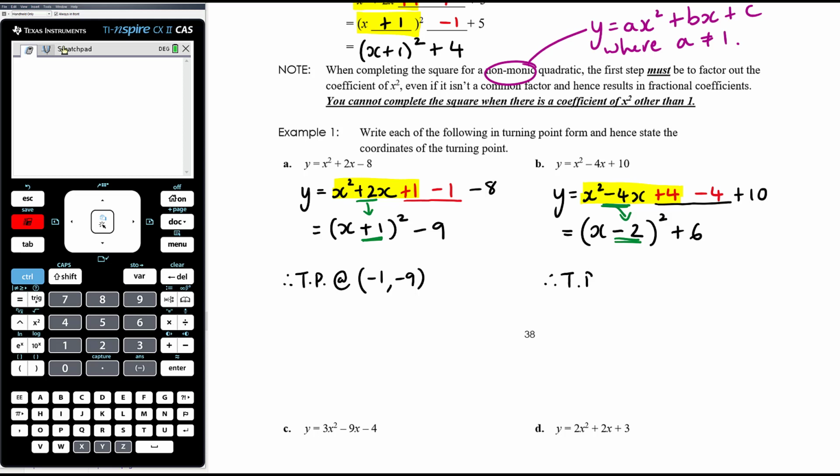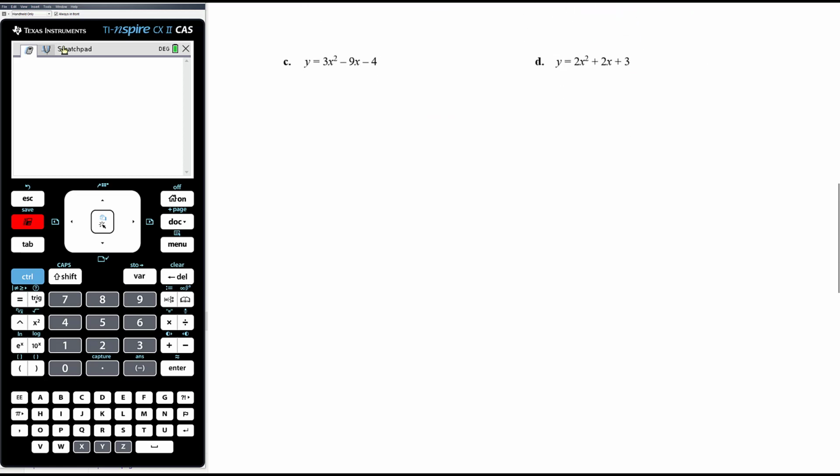So therefore, the turning point is at, so the negative 2 translates to the right by 2, so the x-coordinate of the turning point will be 2, and plus 6 translates up by 6, so 2, 6 is our turning point. Okay, let's have a look at some non-monic examples, part C and D. So in part C, we've got 3x squared minus 9x minus 4. Now, even if we don't like it, we have to take out this 3. Okay, so we're going to have y equals 3 times x squared minus 3x minus 4/3.